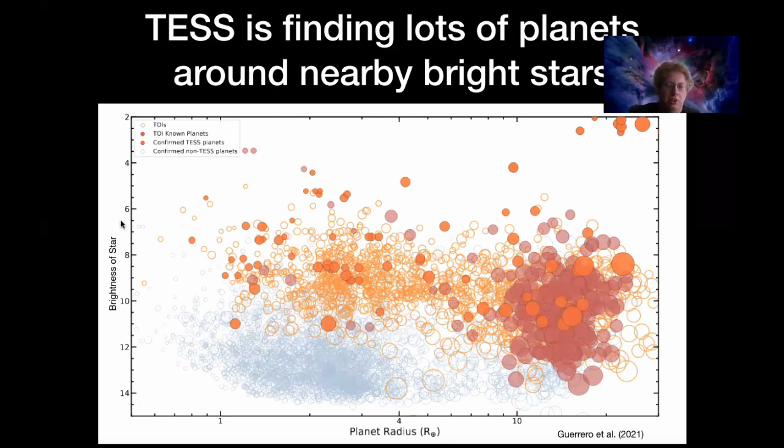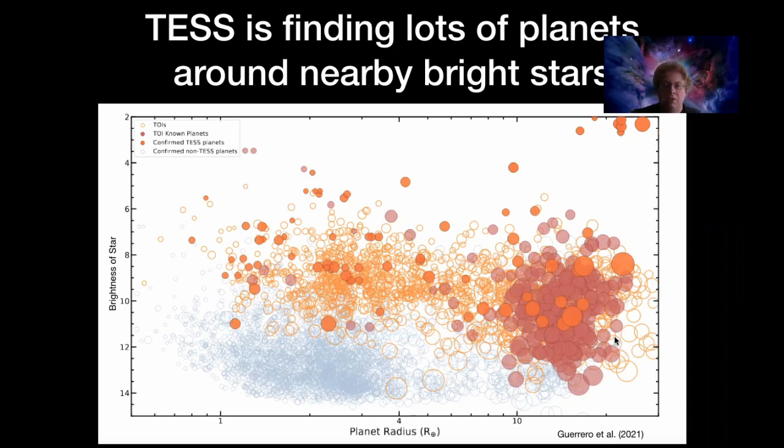So on the y-axis here, I'm showing the brightness of the stars observed by TESS. TESS discoveries are these orange solid and orange open circles. And other surveys, previous discoveries from Kepler, are these gray ones. So you can see that the planets discovered by TESS, the ones that are orange, are typically much brighter than the ones that are discovered by Kepler. Down here are the faint stars, up here are the bright stars discovered by TESS. So TESS is really living up to its mission of finding planets around nearby bright stars.